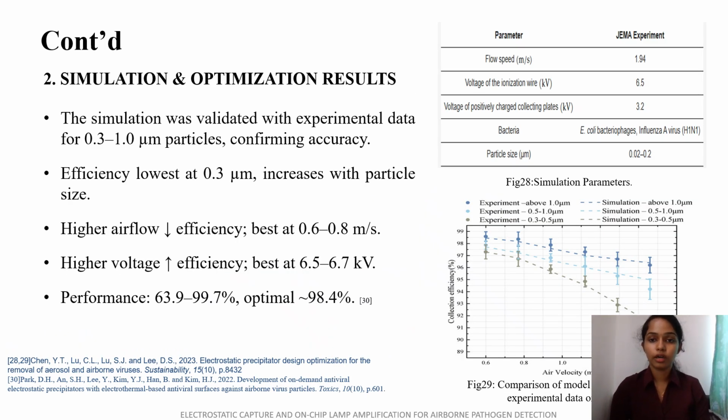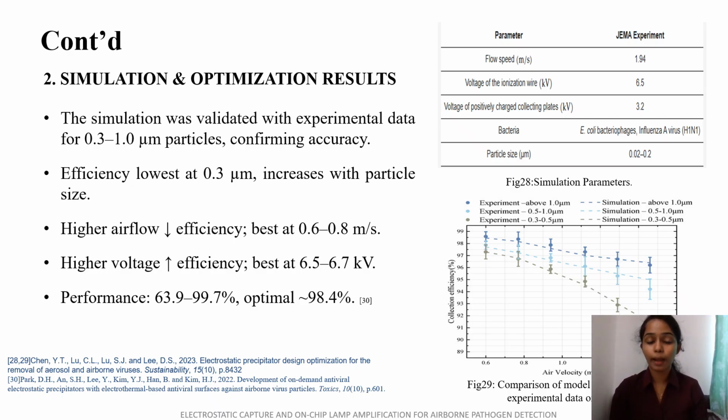So from the experiment we have obtained some results. The simulation was validated with the experimental data for 0.3 to 1 micrometer particles, confirming the accuracy. Efficiency was lowest at 0.3 micrometer, as the particle size is very small. As the particle size increased, the efficiency also increased. Regarding airflow, we observed that if the airflow is high, the efficiency will be lower, and it is best at 0.6 to 0.8 meter per second.